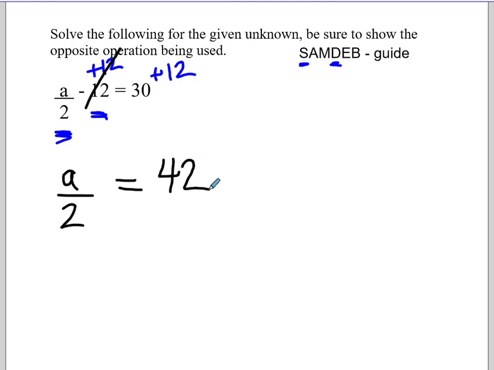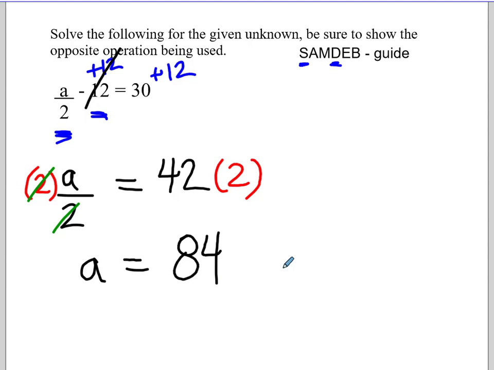Okay, and now I have a dividing by 2 as my last operation to deal with. So I'm going to multiply both sides by 2. Please note where I write that 2. I did not write it down here. I wrote it at the top location. That's really important. I don't want to put it in the middle. I want to make sure I know what's in the top, because these guys will cancel for 1. And you're left with A equals 42 times 2, or 84.